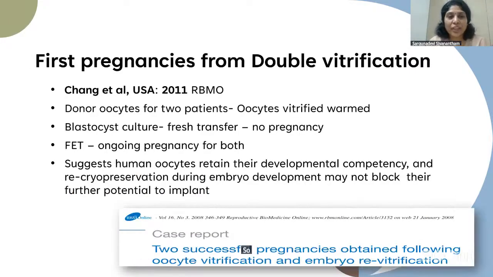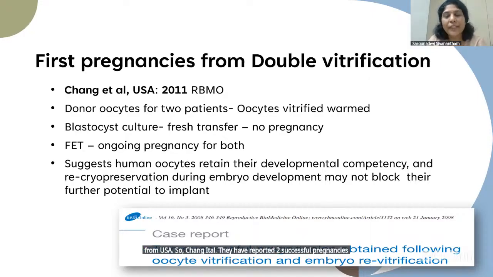So, revitrification or double vitrification. The very first report we have is from 2011 from the USA. Chang et al. reported 2 successful pregnancies at the same time. They had 2 patients in a donor oocyte program. The donor oocytes were vitrified and warmed.